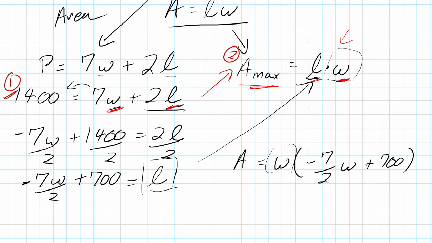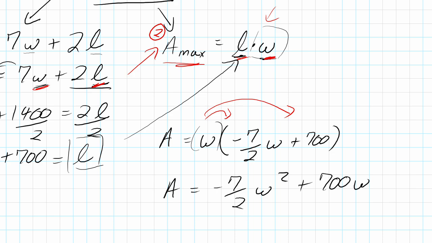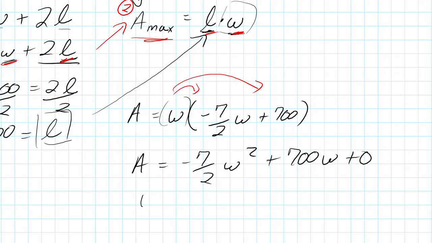Now, this specific version of it I'm going to come back to because it's actually really handy here. But I just want to relate to what kind of relationship we have. If I decide to distribute this, I'm going to get an area that is equal to negative 7 over 2W squared plus 700W. And I'm just going to put a plus 0 at the end. The reason I'm going to do that is so that we can visually see that this is actually really similar to the standard form of a quadratic: ax squared plus bx plus c. So you'll see we actually have each of these values here.